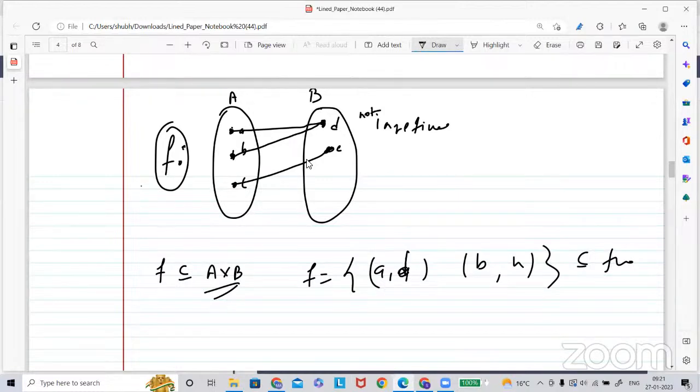So, sir, the codomain will be equal to the range? Yes, the codomain is equal to the range. In that case, you are going to be surjective. Okay, sir. The pre-image, right, sir?